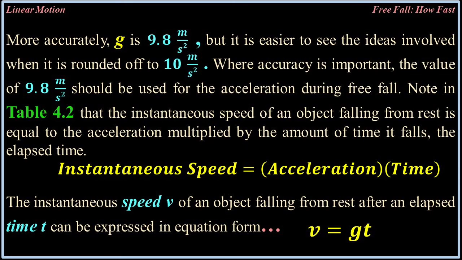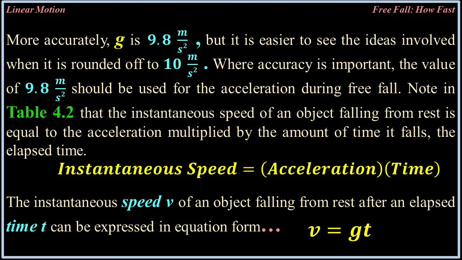Where accuracy is important, the value of 9.8 meters per second squared should be used for the acceleration during free fall. Note in table 4.2 that the instantaneous speed of an object falling from rest is equal to the acceleration multiplied by the amount of time it falls, the elapsed time. Instantaneous speed equals acceleration times time. The instantaneous speed v of an object falling from rest after an elapsed time t can be expressed in equation form: v equals gt.